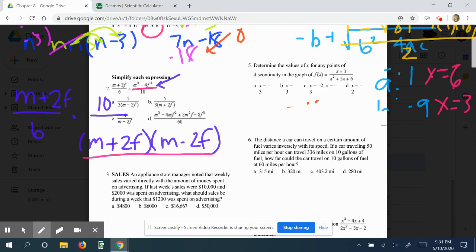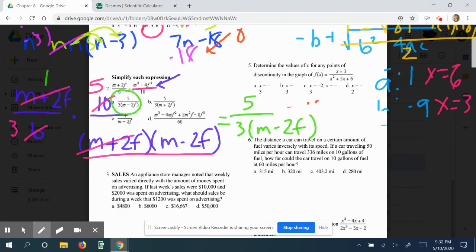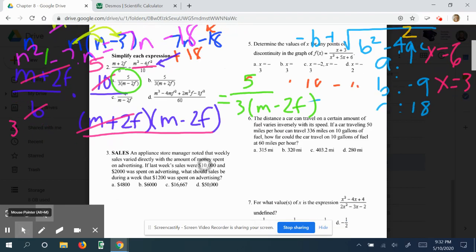And it does. So m plus 2f are going to cancel because we're cross-canceling. And we can also say that 6 and 10 both have a factor of 2, which would be 3 and 5. And so my answer, what I'm going to do is I'm just going to multiply across. This is a 1, so 1 times 5 would be 5 on top. And 3 times m minus 2f. And so the correct answer to this one would be A. Okay. Number 3.